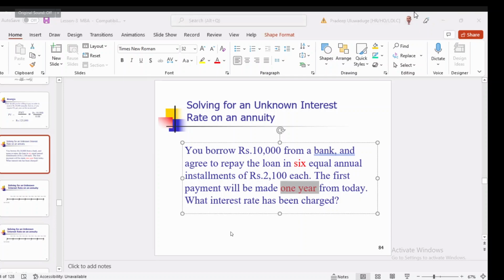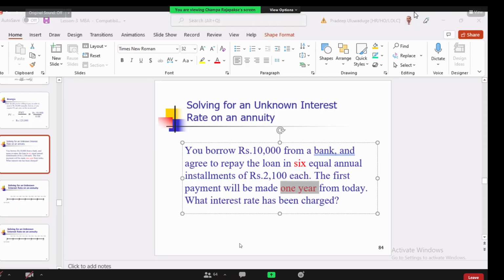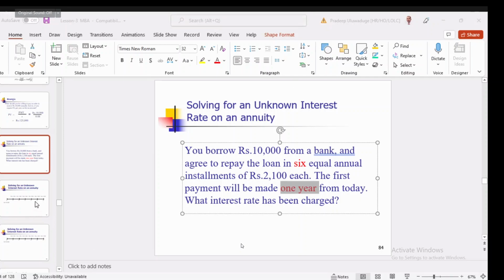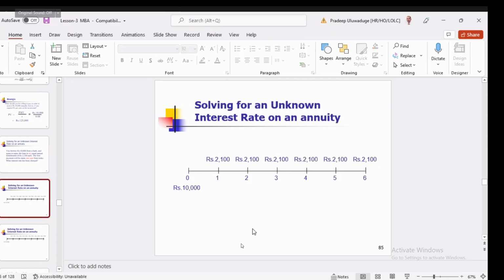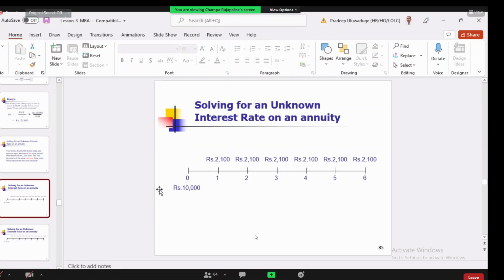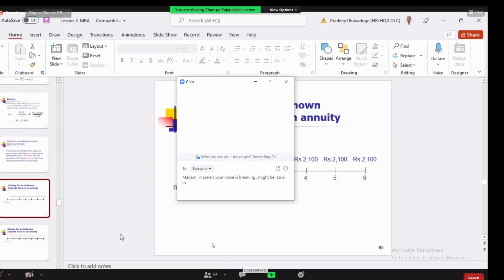Yes, you can solve it using the calculator. Doing it by hand is not possible. So let's look at the sum. You invest today 10,000 rupees, then you are supposed to receive 2,100 for a time period of 6 years.